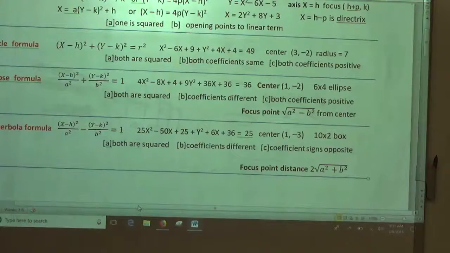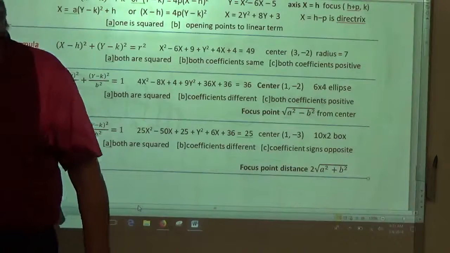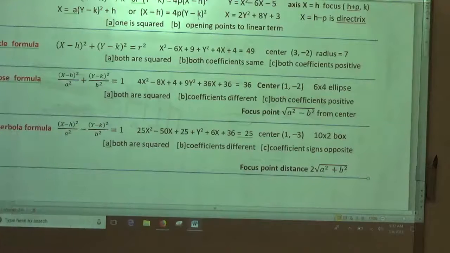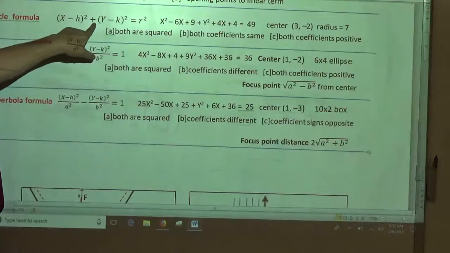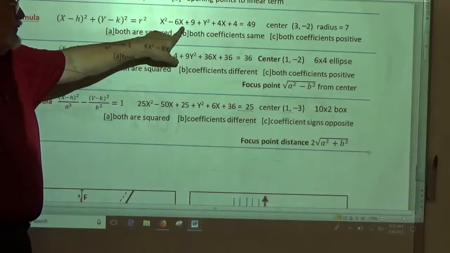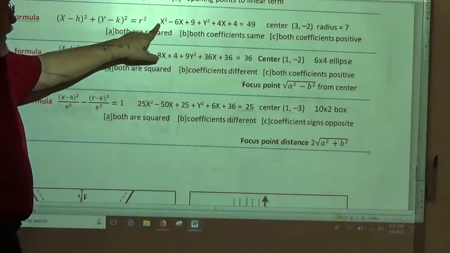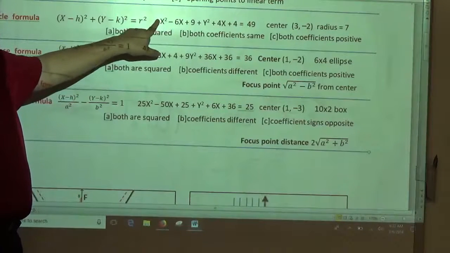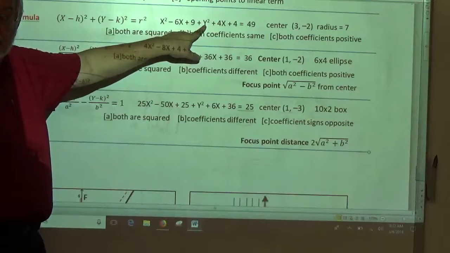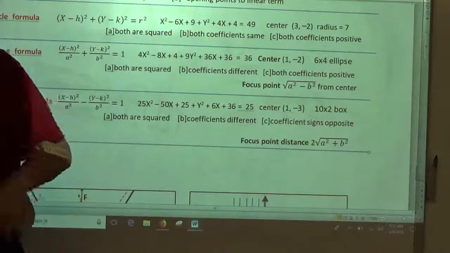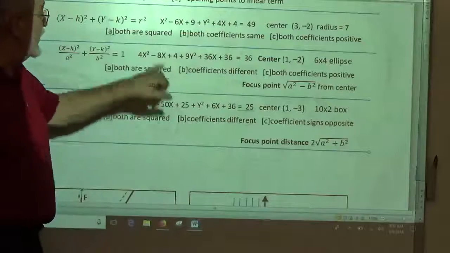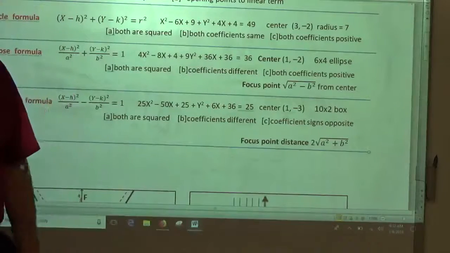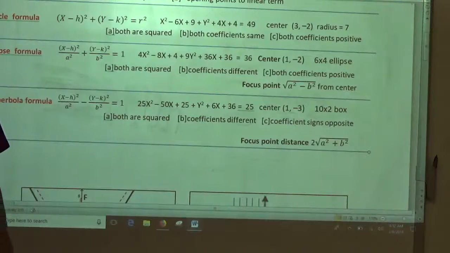Now, circle. A circle has both the x and the y squared. Now, this is the form that we like, but this would be the form you were given. If you'll notice, I have an x squared and I have a y squared, so therefore I don't have a parabola. But because both of these coefficients are 1, they're both the same, therefore I have a circle.